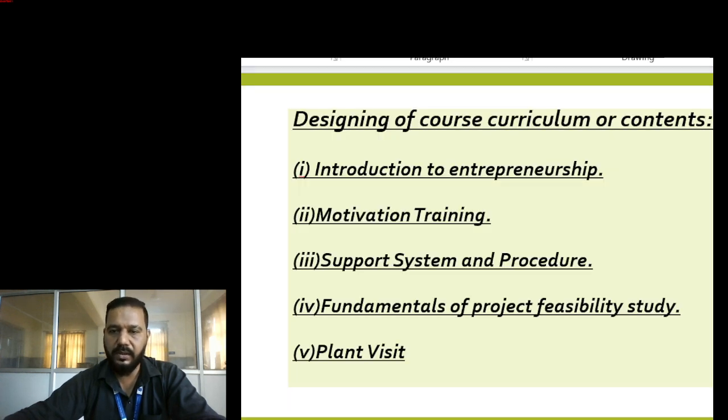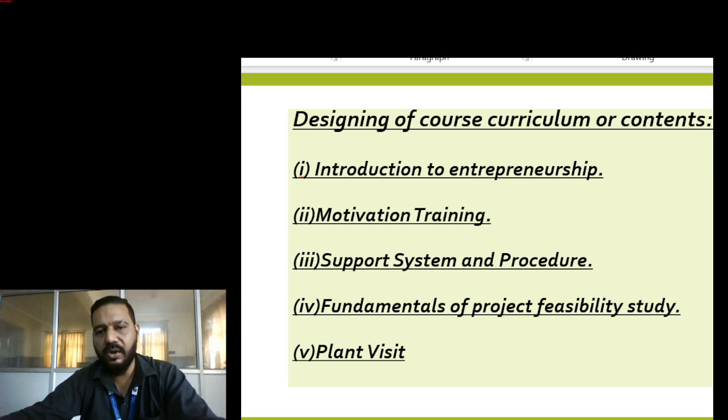Okay. As we are seeing on the screen, it's a small part which I would also like to tell you. Designing of course curriculum content. What is the course curriculum? If we talk about the course curriculum, we see introduction to entrepreneurship, means what is entrepreneurship, how can you become an entrepreneur, what is the history of entrepreneurship, what is the geography of entrepreneurship. Second is motivation training, where people who come to the EDP program, government agencies provide motivational training to them, then support system and procedure. Next, the fourth point is fundamentals of project feasibility study and plant visit. We make them visit the plant also in these EDP programs.